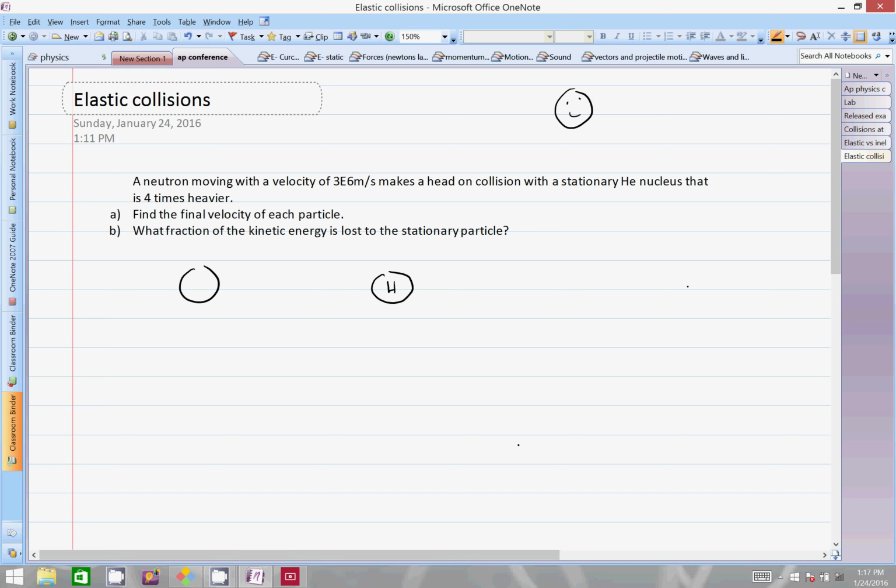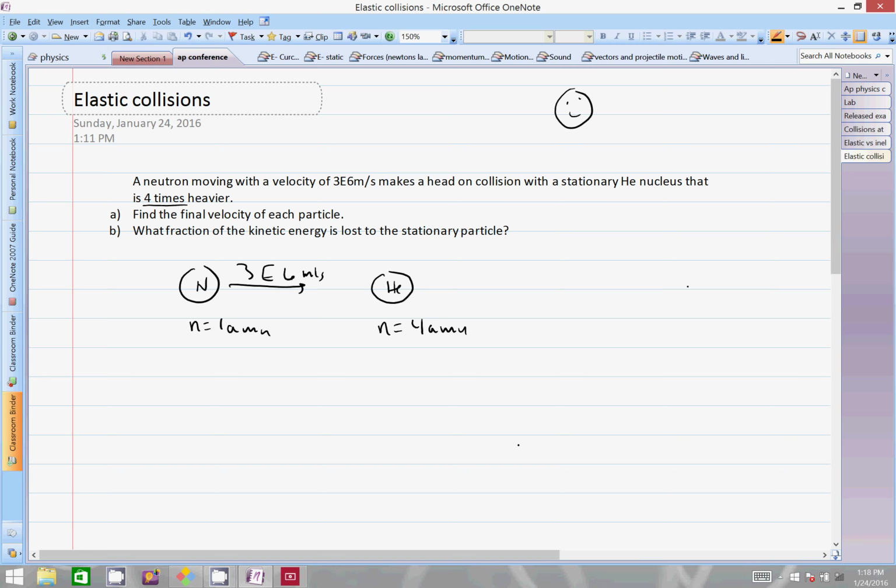So this is helium, this is a neutron. This neutron has a mass of 1 AMU, and if you're in chemistry, you might know that helium can vary, but we're saying it's 4 times heavier. It doesn't vary a whole lot in nature. Let's call it 2 protons, 2 neutrons, so 4 AMUs. This velocity is 3 times 10 to the 6th meters per second. What's the velocity of each particle?